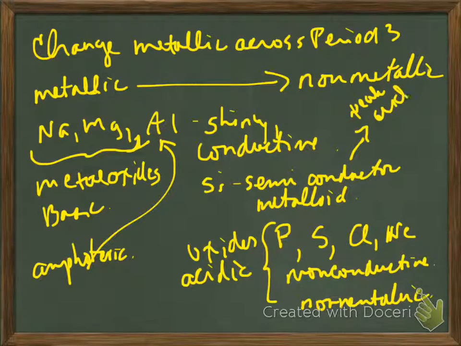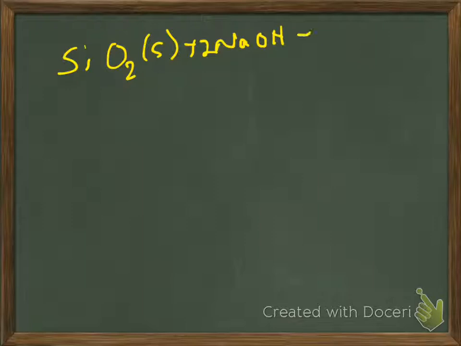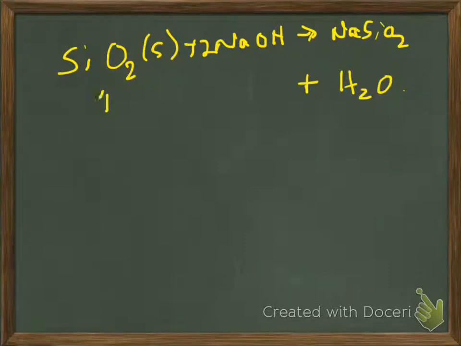Okay, let's just do this on another. Here's another one. Okay, so the silicon oxide will react with sodium hydroxide to form sodium silicate and water. That's Na2SiO3. Alright, so it is considered a weak acid, but it does not react with water.